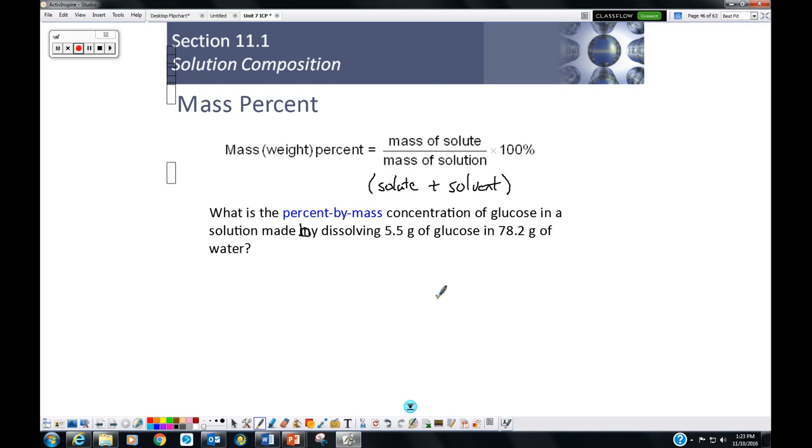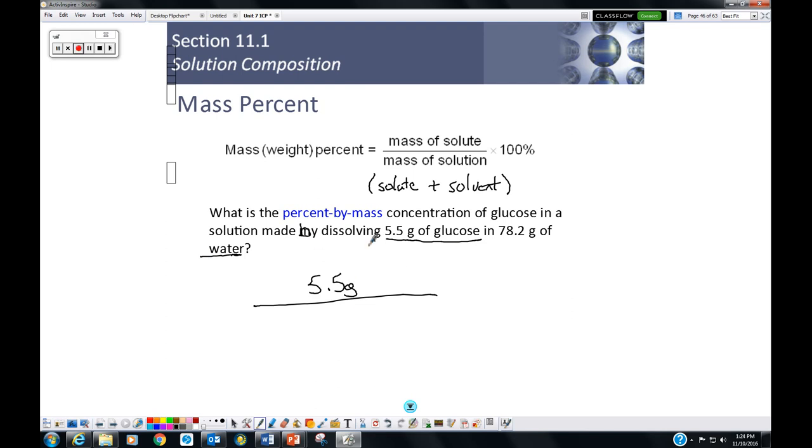So on the top of our equation, the mass of the solute, what's being dissolved, is the glucose, so we have 5.5 grams. Real quick before I go any further, how do we know that this is the solute? Because it says made by dissolving 5.5 grams of glucose in 78.2 grams of water. And then the other way, remember water is called what as far as solvents? Universal solvent. So most of the time when you see water there, water is going to be the solvent.